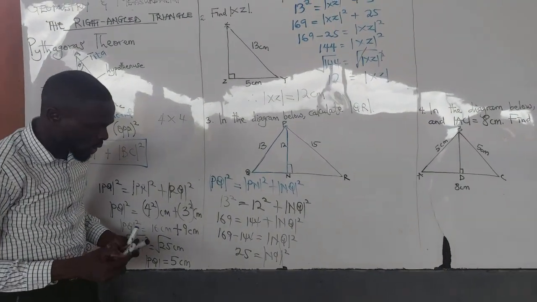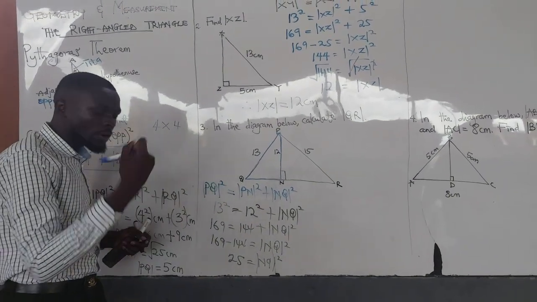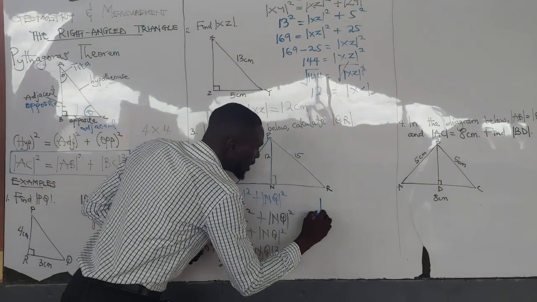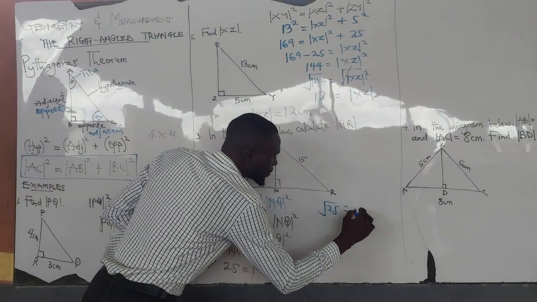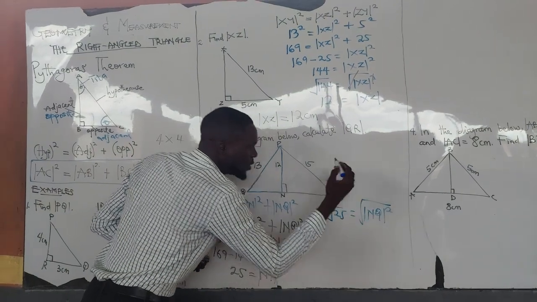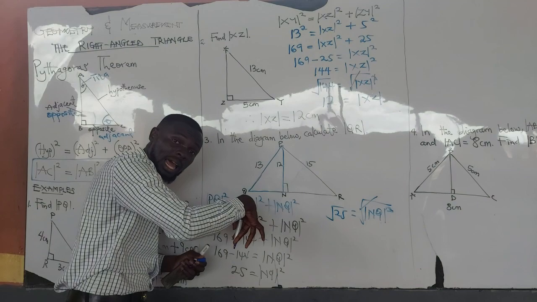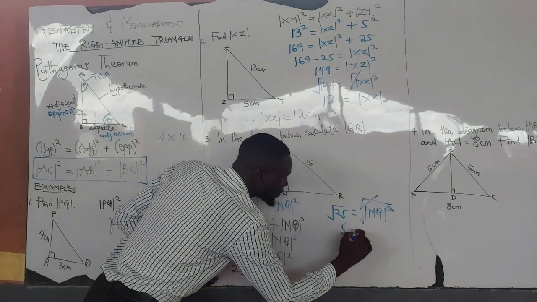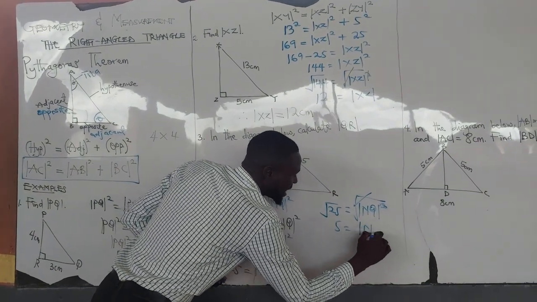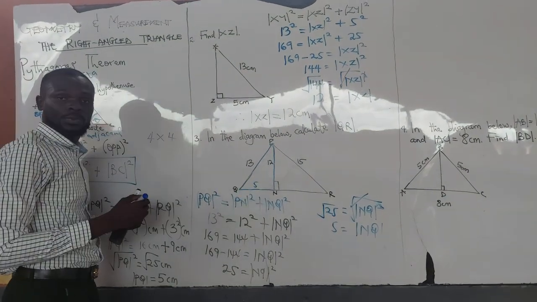From here, what do we do? Square root both sides. So the square root of 25 is equal to the square root of NQ squared. Also square root this side, so the square and the square root will cancel out, giving you 5 is equal to what? The line NQ. So this side is 5.